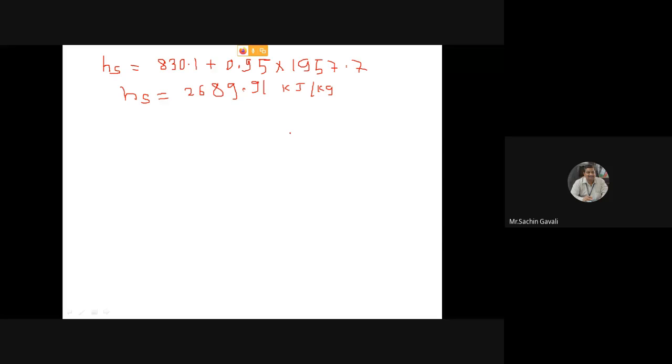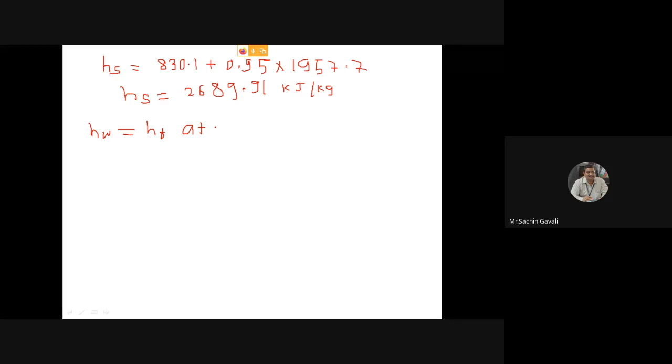Okay. Then Parameshwar Patil, very good, 2689. Everybody getting 2689? Okay. Now next we have to calculate HW. What is HW? I have given... anybody? What is the value of HW? It is feed water. It is only in liquid state. So HW will be only liquid. Where is saturated liquid? HF only.